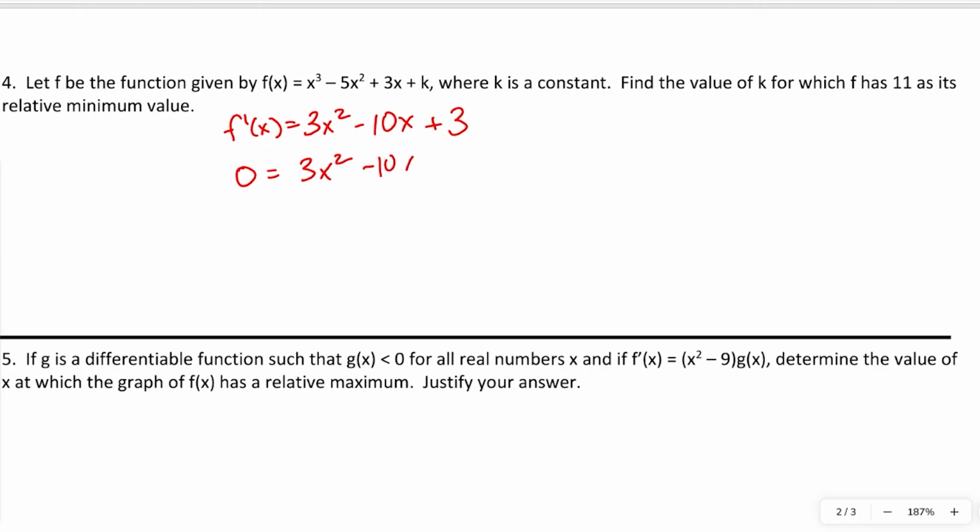Now, this is a pretty rare case where the leading coefficient is not 1, so just be careful when you're factoring this. The factors are going to be 3x minus 1 and x minus 3. It's pretty uncommon for that leading coefficient to not be 1, but here's a case where you just kind of have to deal with it. So that gives me 2 critical values, one at 1/3 and one at 3.